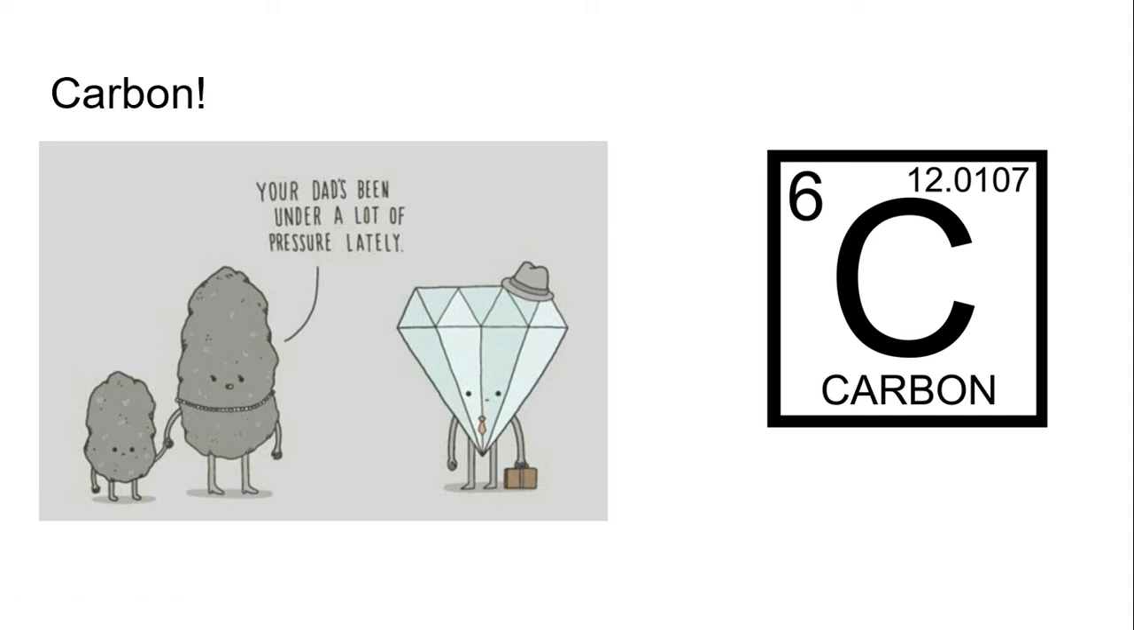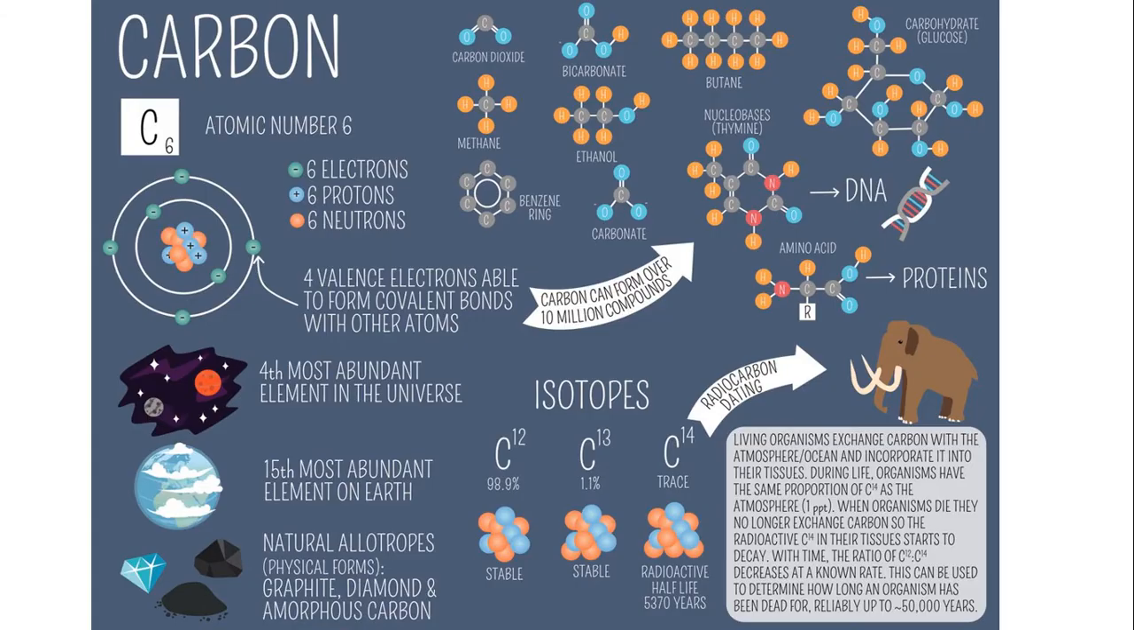Today we're going to talk about carbon, element 6 on the periodic table. Carbon makes up all sorts of molecules. They're called organic molecules if they've got carbon and hydrogen. We're talking your nucleic acids, your carbohydrates, your amino acids, carbonate, ethanol, bicarbonate, all made up of this little molecule right here.